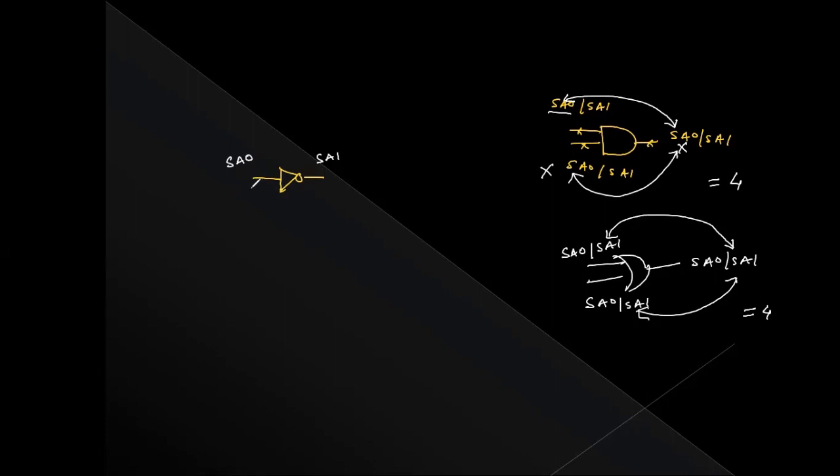Now we talk about the NOT gate. In case of the NOT gate, if the input is stuck at 0, the output is going to be the same, so they are equivalent. So I can consider only 1. As such there are 2 faults, but similarly, if the input is 1, the output will be 0 only, so this is also equivalent. So out of 4, what I have to consider is only 2. So 2 are essential. Then we talk about the NAND gate.